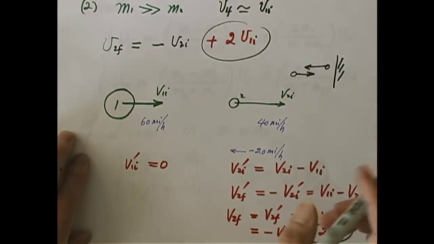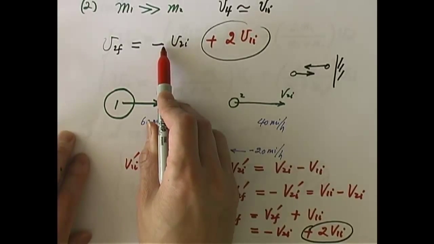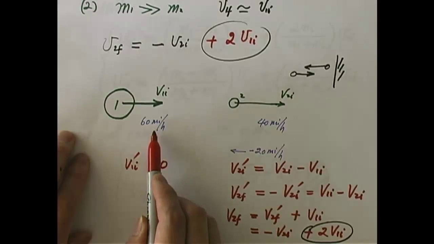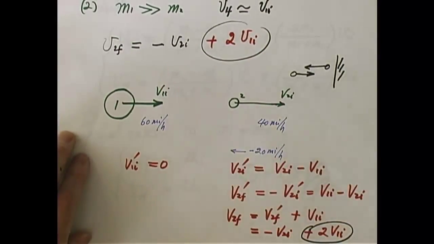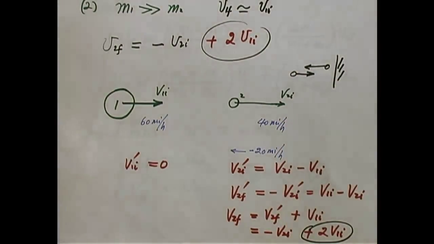Okay, V2 initial is this way at 40 miles per hour, so that's negative 40. The first term is negative 40, plus 2 V1 initial. V1 initial is 60 miles per hour. 2 times 60, that's 120, minus 40, what do you get? 80 miles per hour, that's exactly right. Okay, so this is where this extra term comes from, due to the motion of the much more massive object.